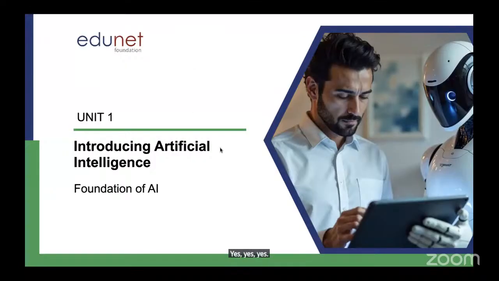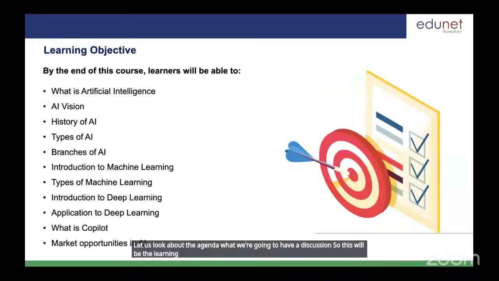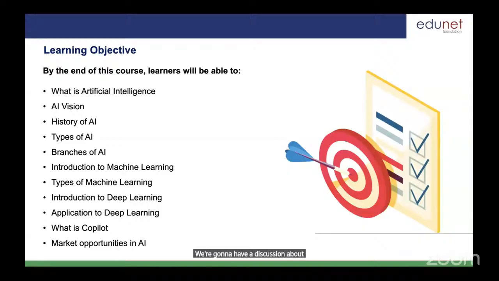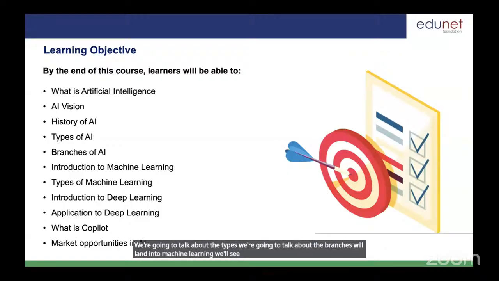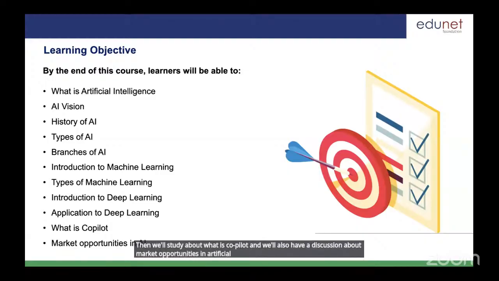Okay, let us look at the agenda, what we're going to discuss. This will be the learning objective. We're going to see what artificial intelligence is. We're going to discuss the vision of AI, the history of AI, the types, and the branches. We'll land on machine learning and see the types of machine learning. We'll see what deep learning is, and discuss applications of deep learning. Then we'll study what Copilot is, and we'll also discuss market opportunities in artificial intelligence. So this will be the learning agenda.